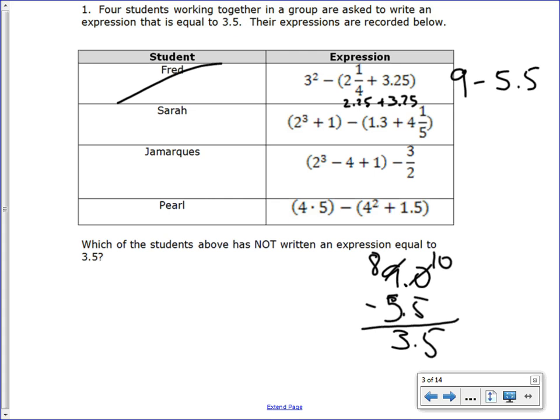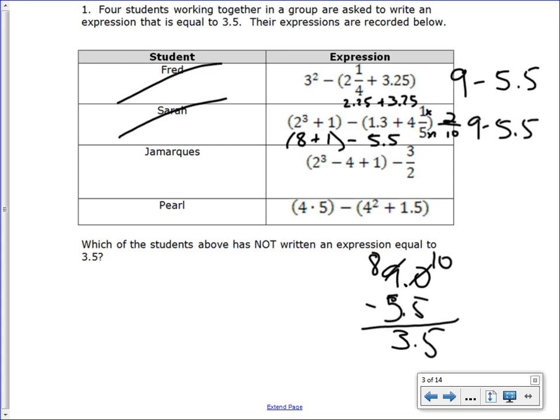On Sarah, I'm going to work parentheses first. 2 to the third power is 8 plus 1, minus 1 and 3/10 plus 1/5. And I can change 1/5 to tenths because 5 times 2 is 10 and 1 times 2 is 2. So I have 4 and 2/10 plus 1 and 3/10, which is 5 and 5/10. And I have 8 plus 1 is 9. So I end up with the same subtraction at the end. And I already know that that's 3.5, so it cannot be Sarah.